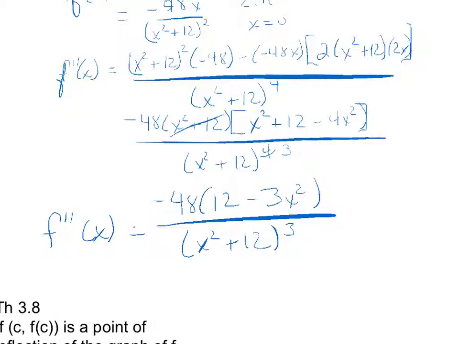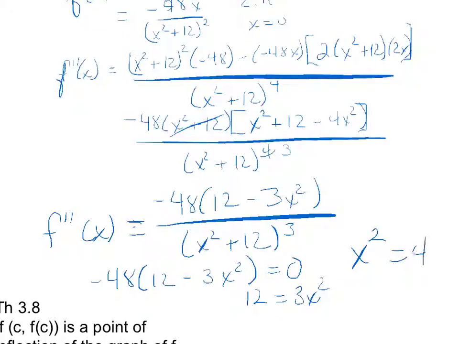Now, if I want to check those intervals to see where we have concavity and whether it's concave up or concave down, what did I say we have to check? Not the slope, where's the second derivative equal to 0, or not differentiable? We already said we don't have to worry about the denominator in this case, so I'm going to set the numerator equal to 0. Divide both sides by negative 48, and we get 12 equals 3x squared. So x squared is 4, so x is plus or minus 2. All right, so that tells us the intervals that we need to check.